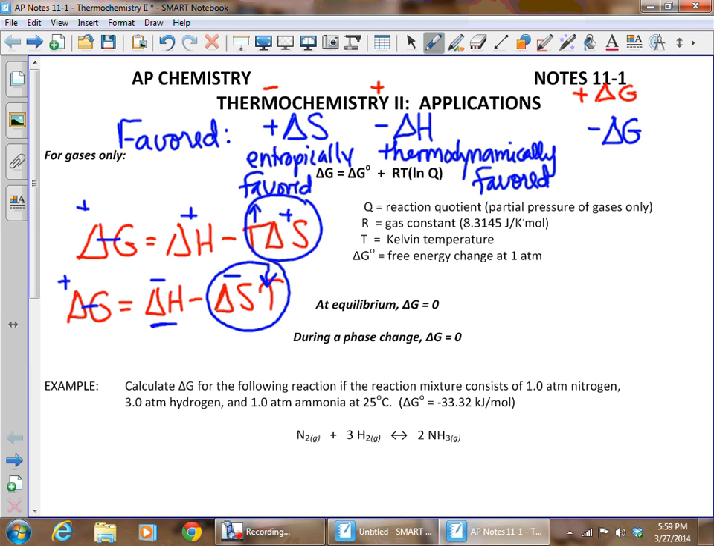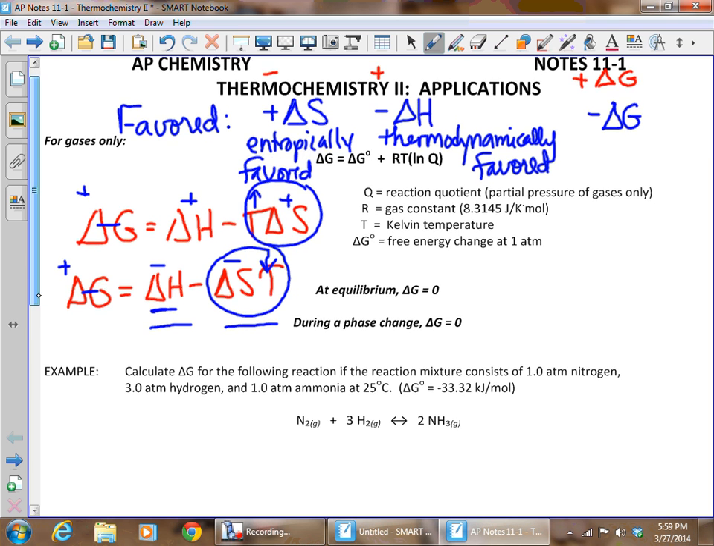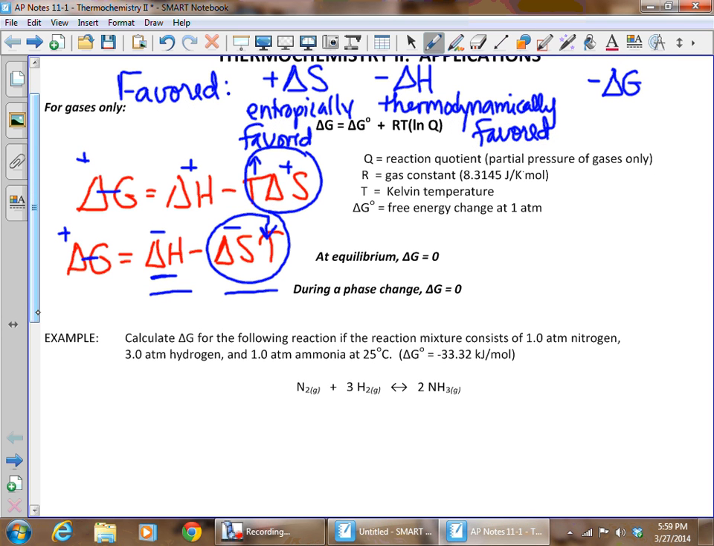In a positive situation, increasing temperature can make it turn favorable, can cause delta G to become negative. If we have a negative situation, negative delta H, negative delta S, by decreasing the temperature, we can accomplish the same thing, change delta G into a negative value in many cases.